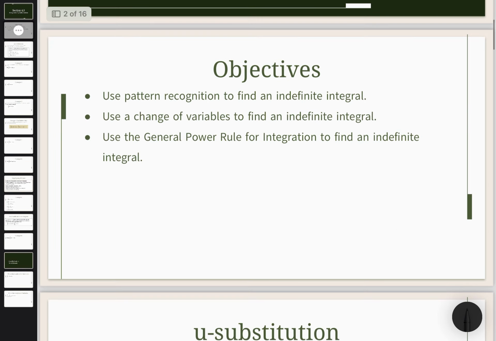So our objectives for today, we want to recognize the pattern that will lead us to use U substitution to find an indefinite integral. We're going to use this change of variables. That's where the U comes from in U substitution. And right now, these are all talking about indefinite integrals. We will also be applying this to some definite integrals and figure out, how can I solve and get just a number for a definite integral, all right?